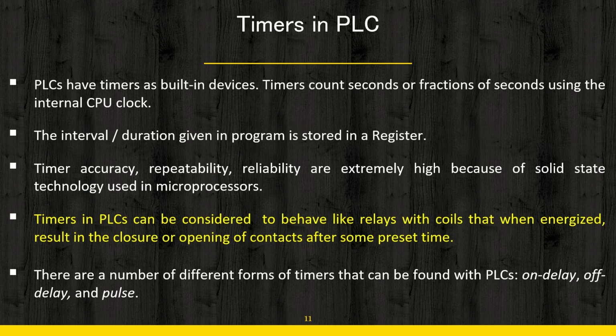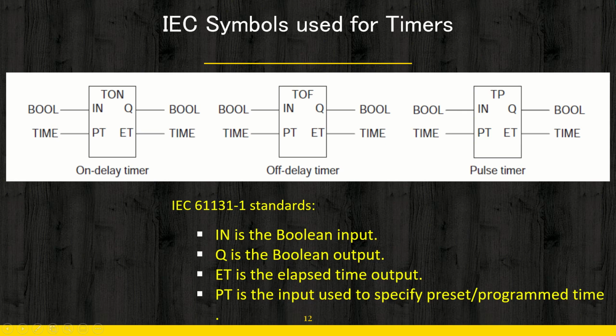Now, as far as timers in PLCs are concerned, we have seen that there are three basic types of timers available with PLCs. One is the on delay timer, the other is the off delay timer, and the third is the pulse timer. This is where we stopped in our last lecture, and let us start from this point onwards.